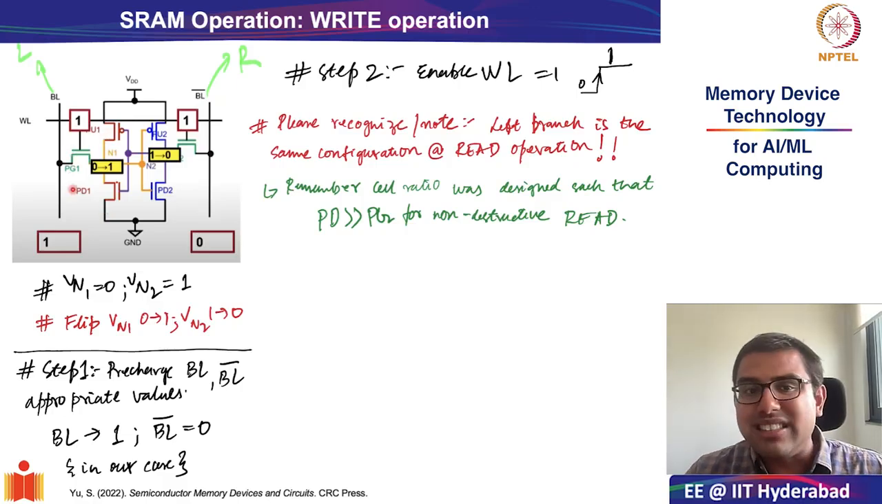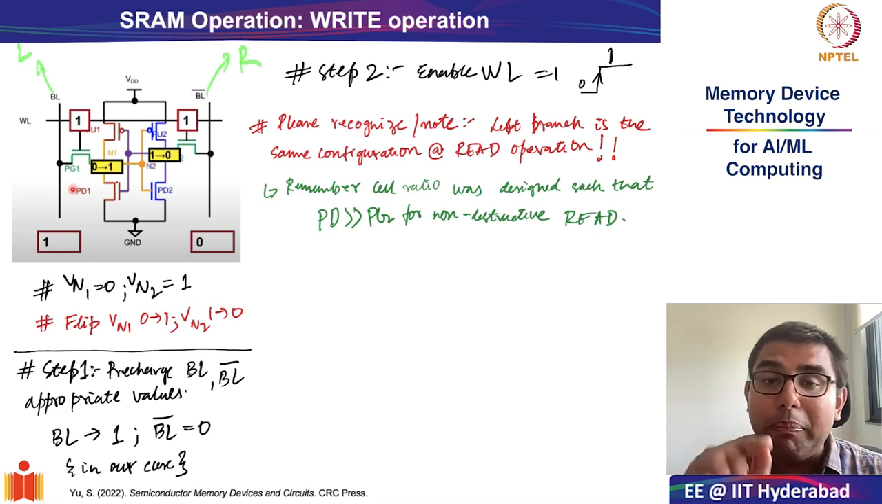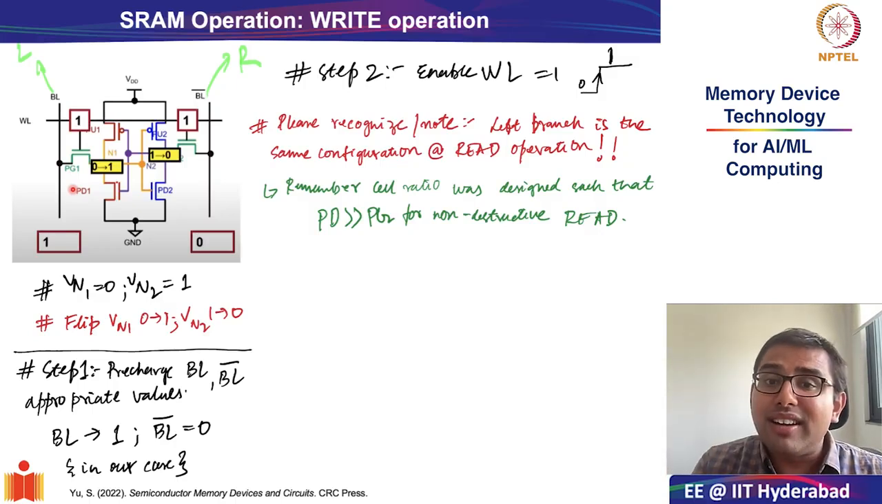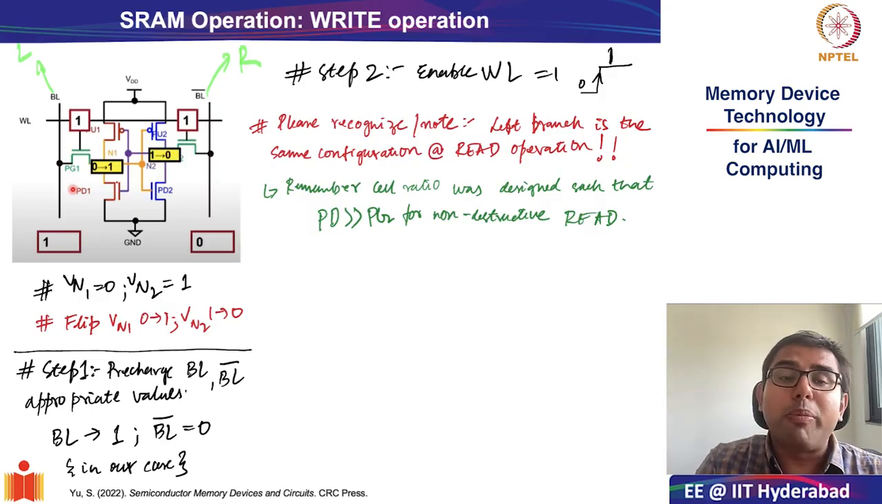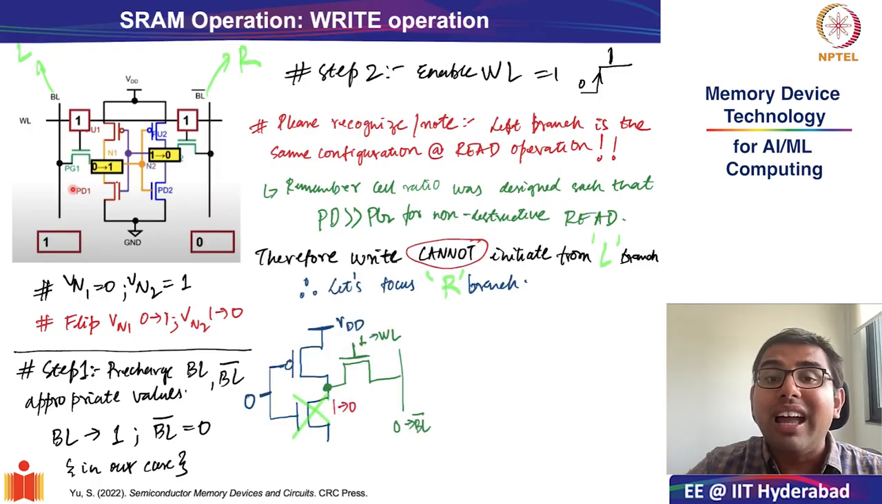So it is common sense that the left hand side of the branch will not contribute to the flipping of the bit. Why will the left hand side not contribute to the flipping of the bit? Because the left hand side of the branch is ensuring that there is only a non-destructive read. So where will the bit flip start to occur from? Of course, it will start from the right hand side of the branch. So let us focus on the right hand side of the branch.